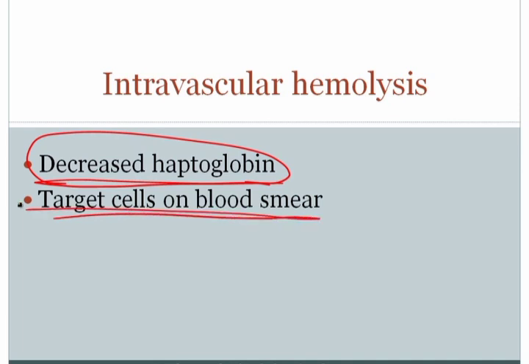Why are there target cells in the blood smear? These cells, as the membrane gets damaged, they begin to dehydrate. And as they begin to dehydrate, the cytoplasm is going to be slowly decreased within those cells. So, as I've already explained previously, but I'll explain one more time, if this is the biconcave red blood cell and you begin to pull away cytoplasm, there's going to be extra membrane.